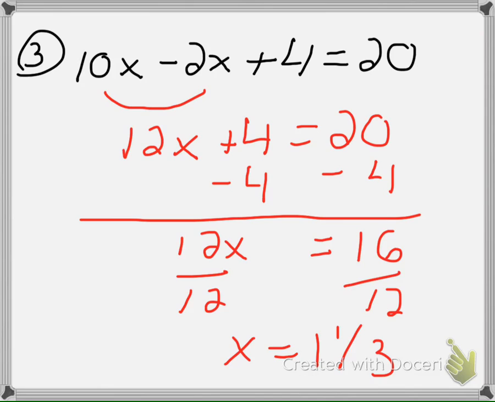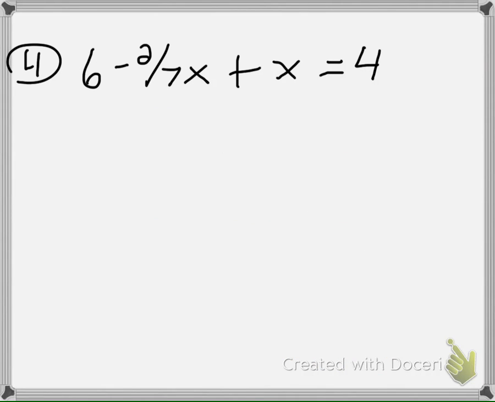One more problem. Number 4. 6 minus 2/7 x plus x equal 4. Copy the problem down. When you have it copied, shut the video off and try it on your own.